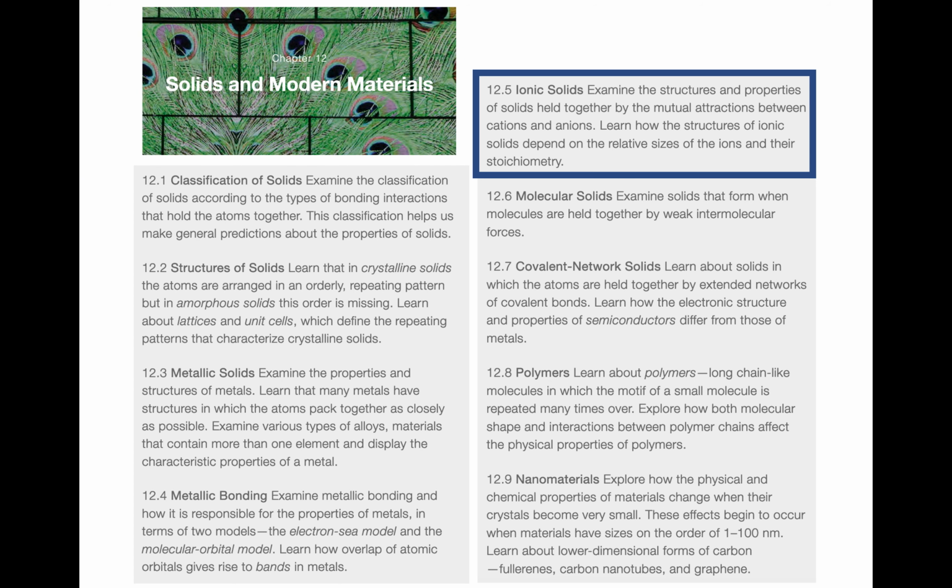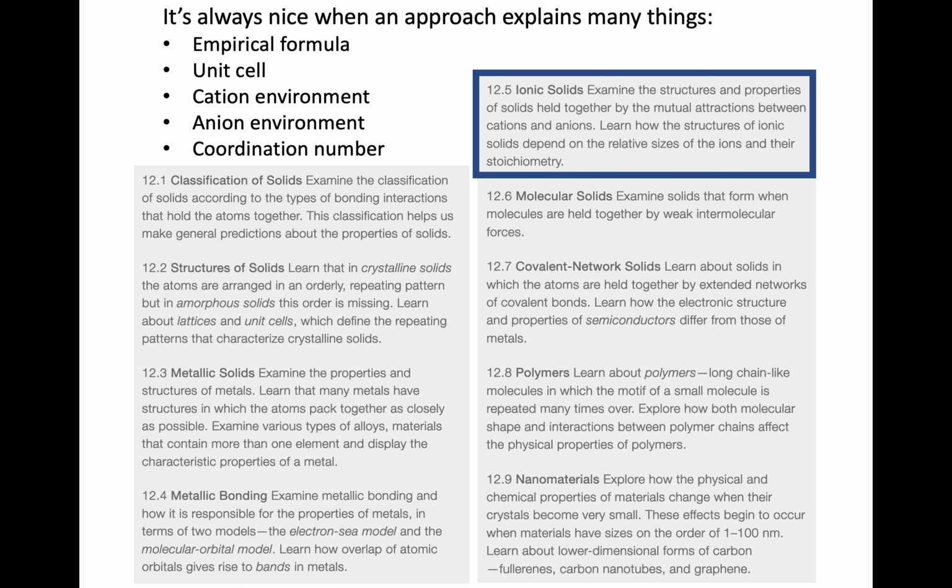So wrapping up here as we think about our features for ionic solids, I come back to the same statement. It's always nice when an approach explains many things. Notice all of the parts that were coming together for the structure here of our ionic compounds. Empirical formula, the unit cell, the environment around the cation, the anion, the coordinations dependent on the size of these, the cation to anion ratio, consistency within the coordination numbers and how we could predict different things. To me, it's really powerful.